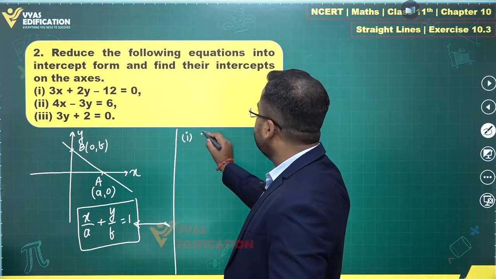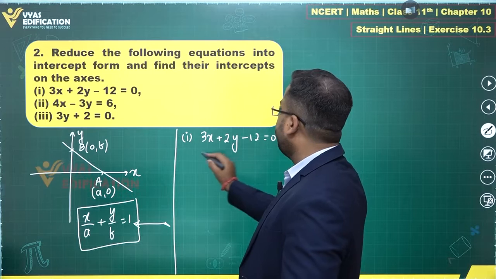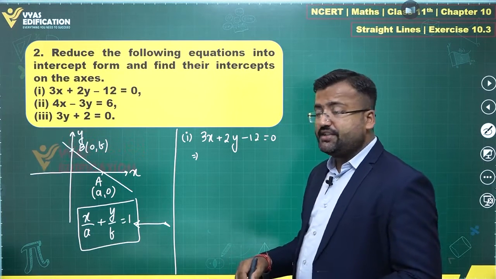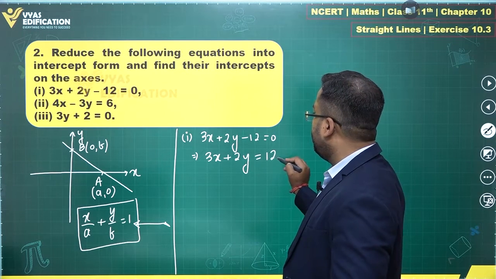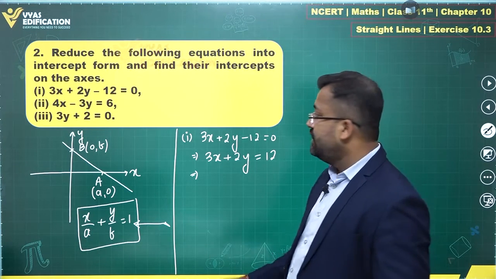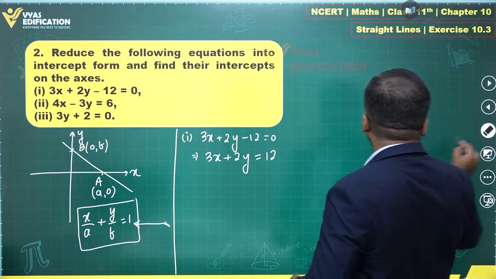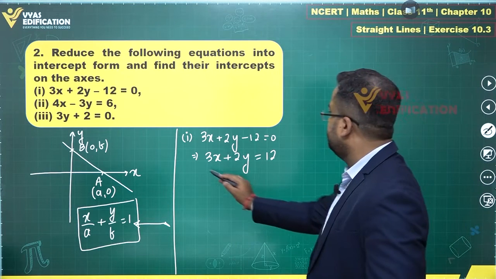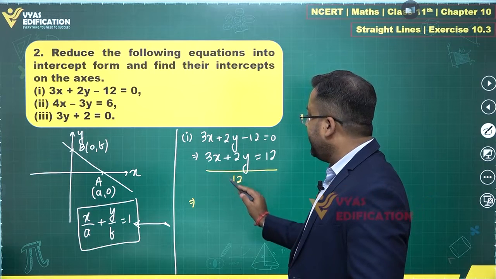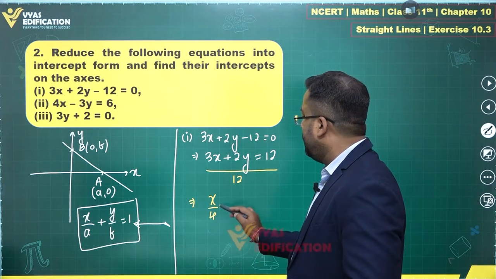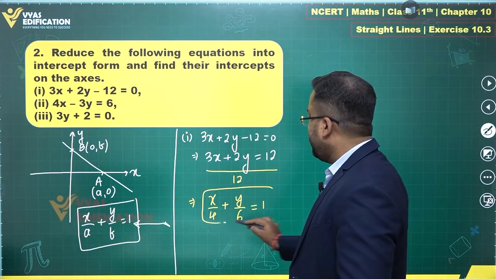So the first part has 3x plus 2y minus 12 is equal to 0. Let's bring this 12 on the right hand side. 3x and 2y will remain on the left hand side. This is equal to 12. And now we'll divide by 12. Divide the complete equation by 12, on the left hand side as well as the right hand side. This gives me 3x upon 12 becomes x upon 4, plus y upon 6 is equal to 1. And this is my required intercept form.